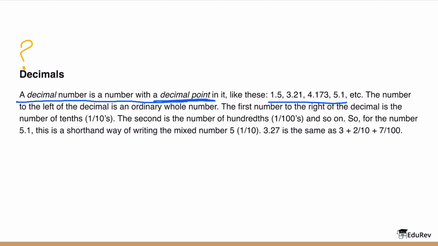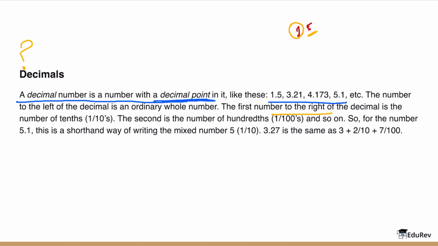Now did you notice one thing? When I said 3.21, I said 2 and 1 as different digits. I did not say "twenty-one", because this is not the way we say the numbers that come after the decimal. All the digits after the decimal have to be considered individually. I cannot say "three point twenty-one"; I have to say "three point two one". The number to the left of the decimal is an ordinary whole number. For example, if I take 1.5, then 1 is the whole number and 5 is the decimal part of that number.